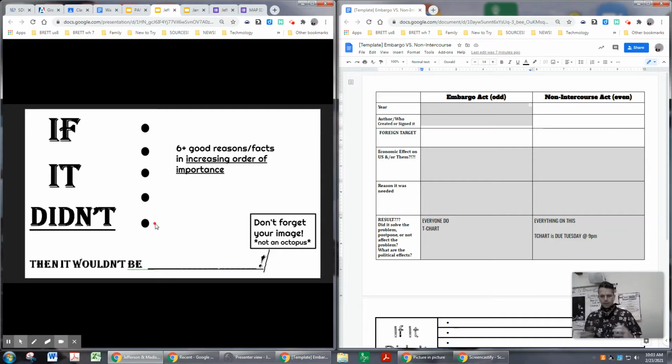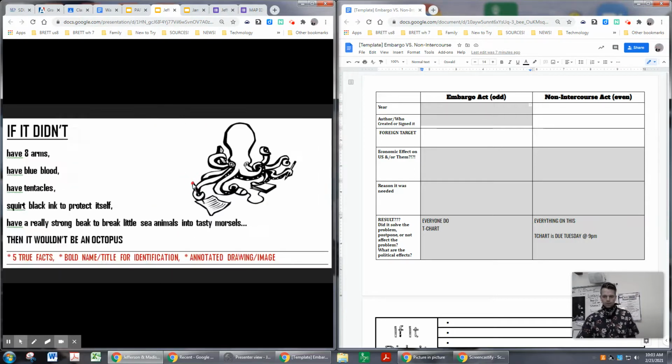It doesn't need to be a long thing, but just make sure you're saying something important in that last bullet point. And then we have our bottom line title. Remember, the big title here is: if it didn't do those things that the octopus did or whatever, then it wouldn't be an octopus. Well, if it didn't do this, then it is the Embargo Act. Because if we had other details, it might be the Non-Intercourse Act. So we want to get very specific information only about one of our topics.